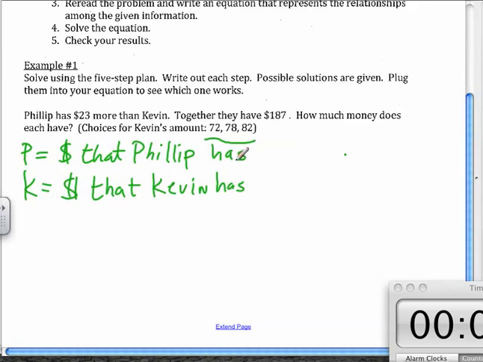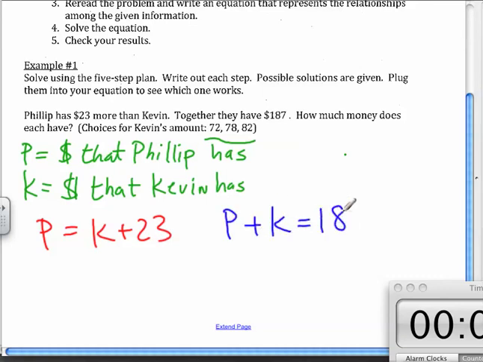All right? Does anyone have an equation using these variables that I can write? Jordan, what you got? P equals K plus 23. Thank you, Jordan. Perfect. Philip has $23 more than Kevin. Right? Easy. Max, do you have an equation for me? Okay, what's the other one? I don't have another equation. I have a way to solve with just that one equation. Because P plus K equals 187. Oh, wait, that's the other equation I need. P plus K equals 187.